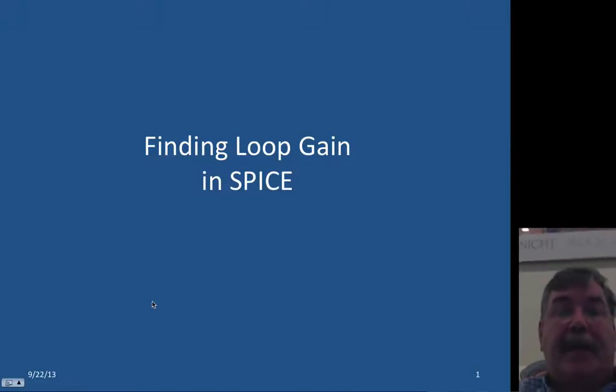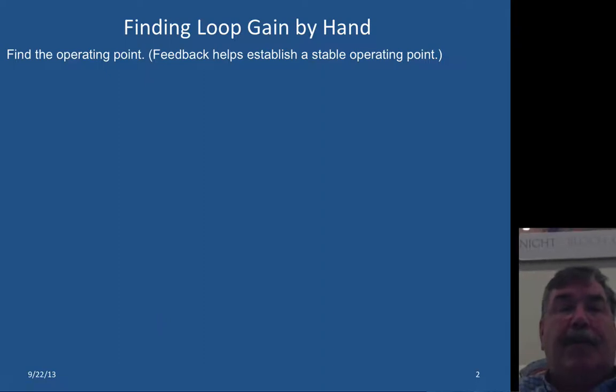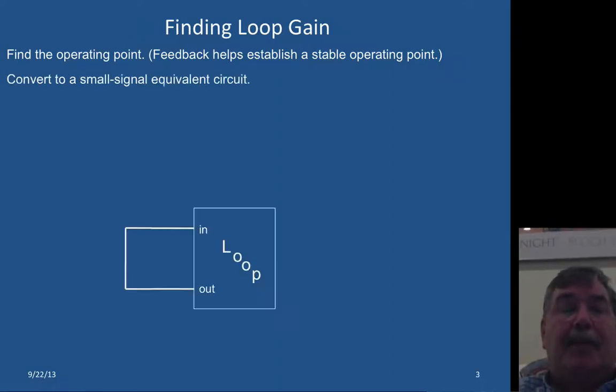Let's talk about how to find loop gain, especially in Spice. If you're watching this, I'm assuming that you already know how to find loop gain by hand. Let's just review it. The first thing you have to do is find the operating point, and one of the main issues here is that you need the feedback to help you establish a decent operating point.